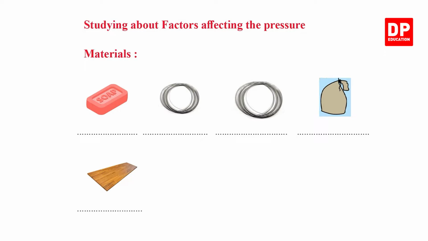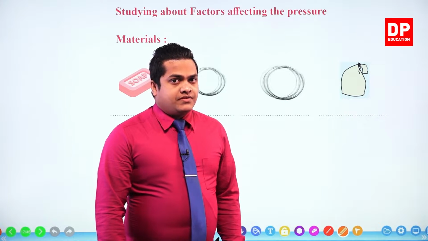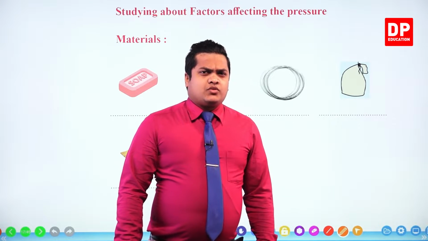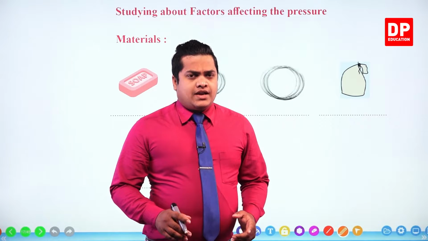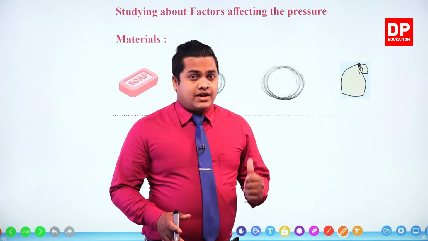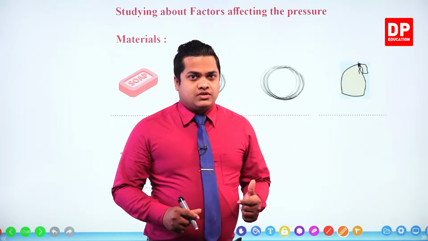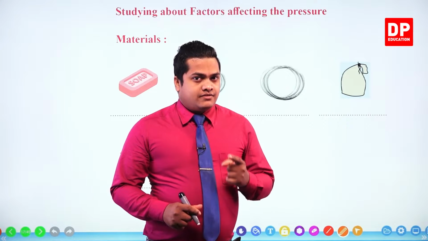In order to investigate the second factor which is going to affect the pressure, a simple experiment is given, right? We know that there are two different factors. Number one is the force which is acting, and number two is the contact area, right? The contact area of the force. The area on which the force is going to act is the second factor.